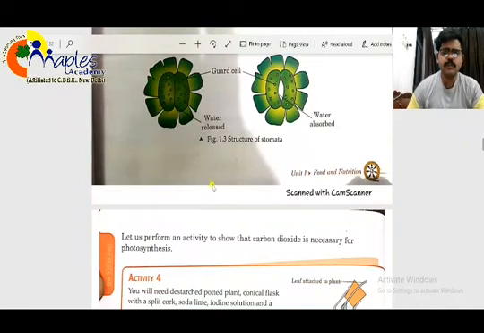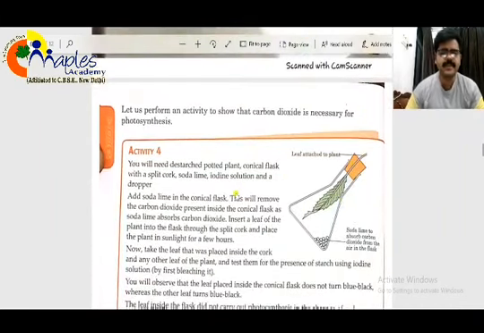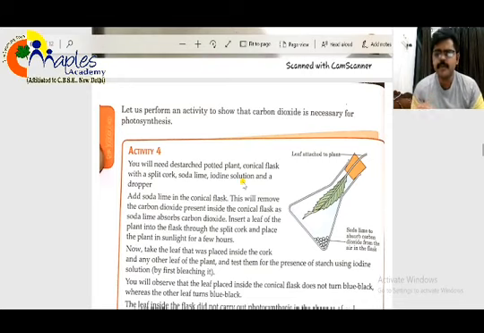Right, now to show that carbon dioxide is important for photosynthesis, we have one more activity, and what we do exactly is, first we need to have a destarched plant, एक plant को discharge कर लीजिए, by keeping it in the dark room for 2 to 3 days. Then after that, before putting it in sunlight, you will take a particular leaf and you will put it in a conical flask.